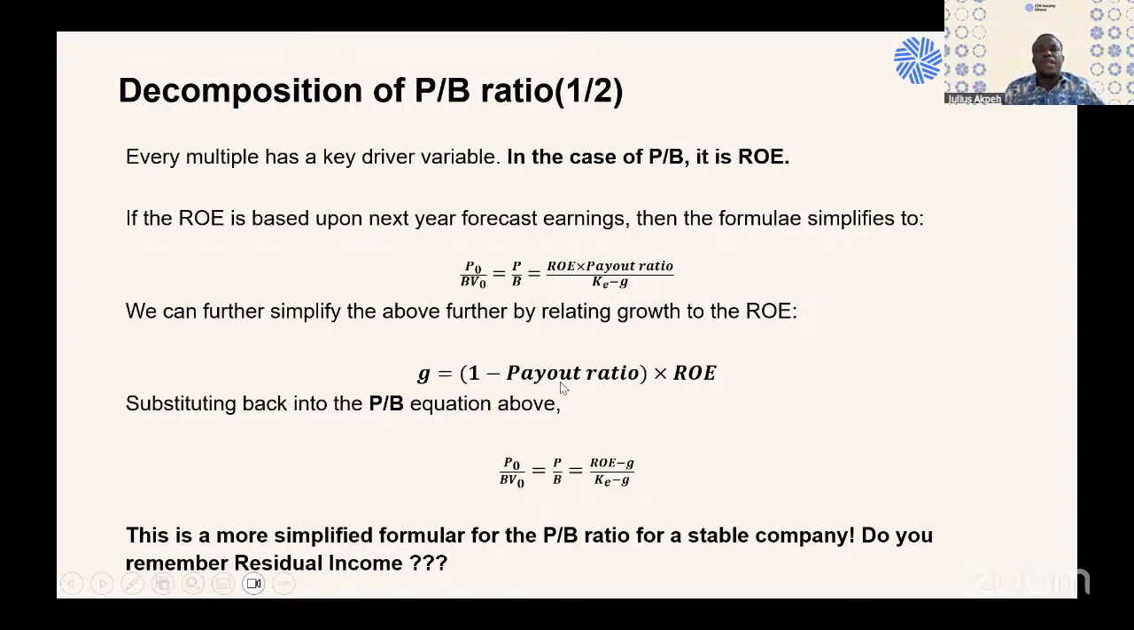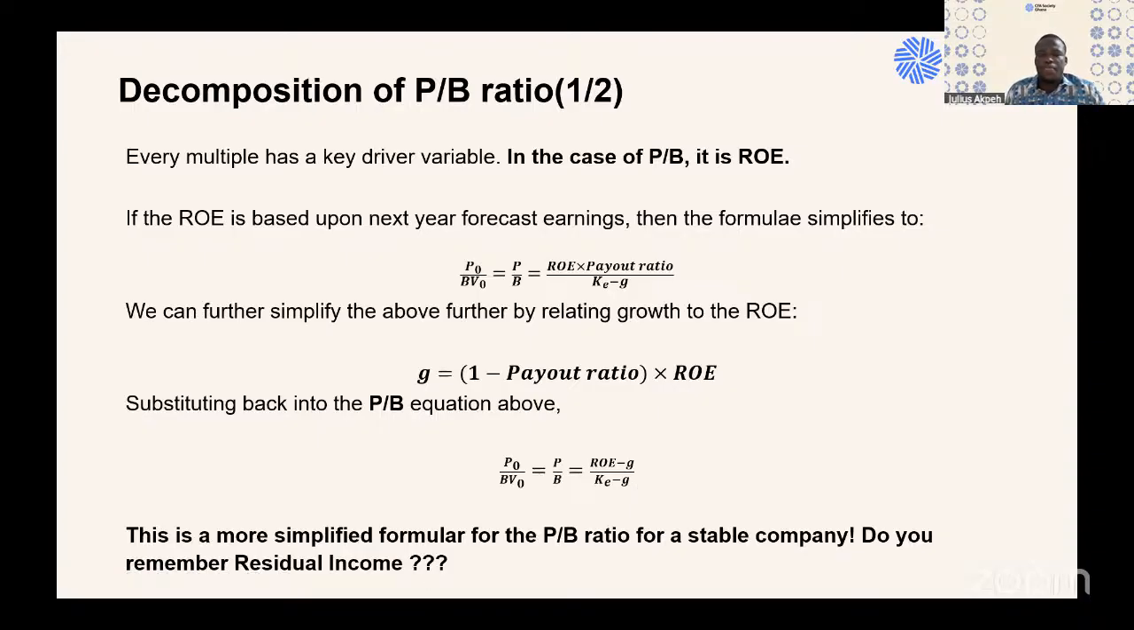In fact, I'm not doing anything difficult. I'm just making payout ratio the subject, so I'm expressing payout ratio in terms of ROE and G. When I replace the payout ratio by that in the formula here, it simplifies to this formula. This is one of the most beautiful formulas you see in equity valuation: the price to book ratio is equal to the return on equity minus growth divided by cost of equity minus growth.